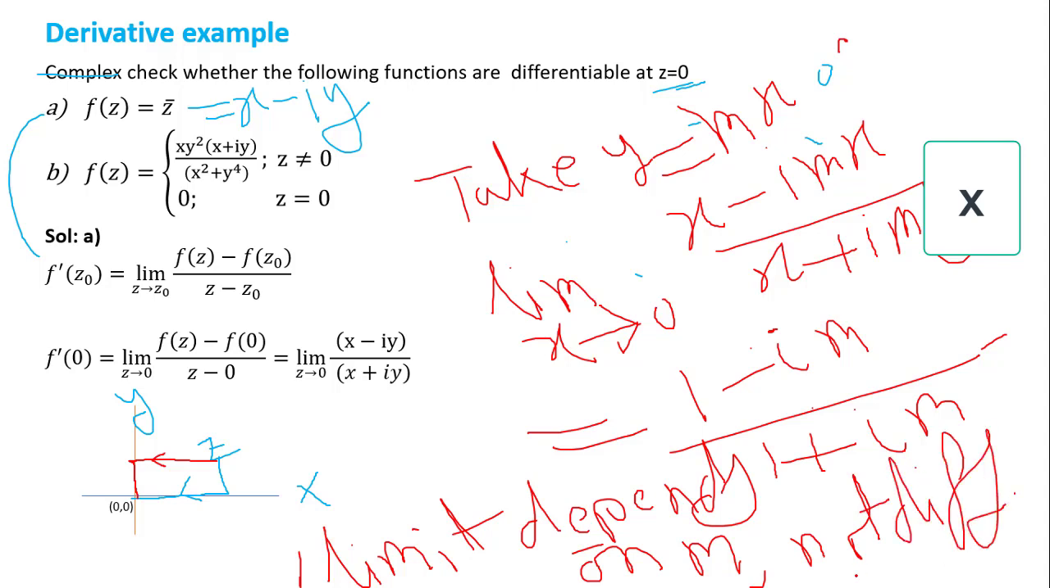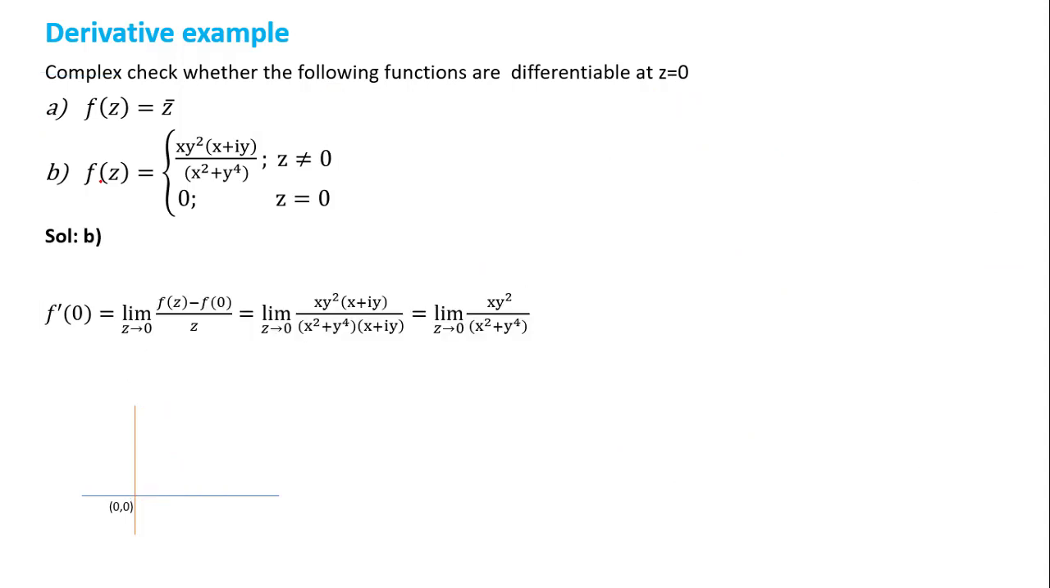Not differentiable at z equal to 0. This is another approach. Now we'll try the second question. f(z) equal to xy square into (x plus iy) divided by this. What is the difference between this and this?